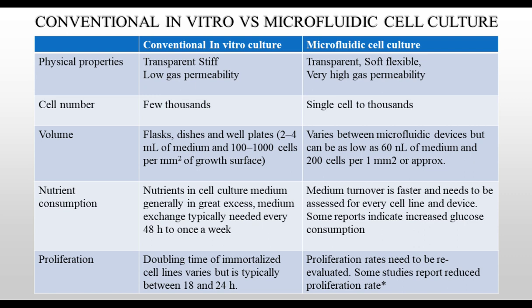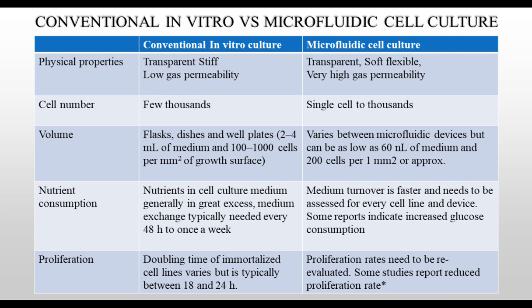Now let us see what the differences are between in vitro culture and microfluidic cell culture systems. In the in vitro system, the cell substrate is transparent, stiff, and has low gas permeability, while in microfluidic systems, the substrate is soft and flexible and also has high gas permeability. In microfluidic systems, cells can be handled and cultured ranging from single to 1,000 cells, which is actually not possible in a plate-based assay. Conventional culture is carried out in flasks, dishes, and plates, which require larger volumes as compared to microfluidic devices, which can work with volumes as small as 60 nanoliters.